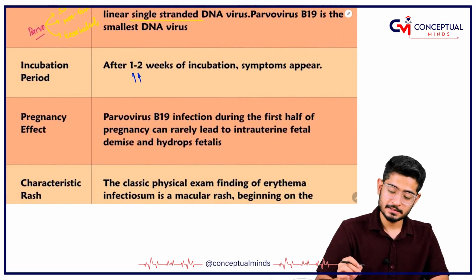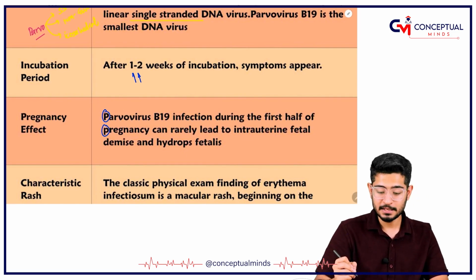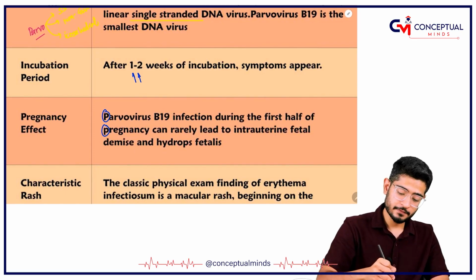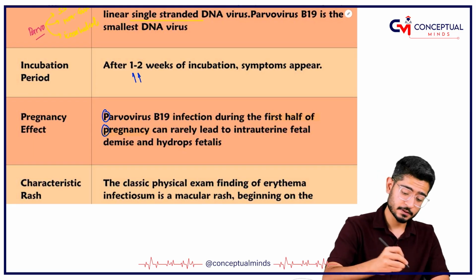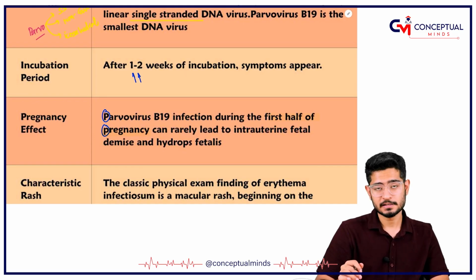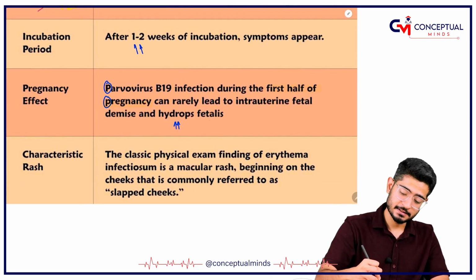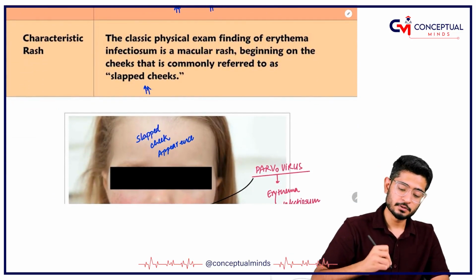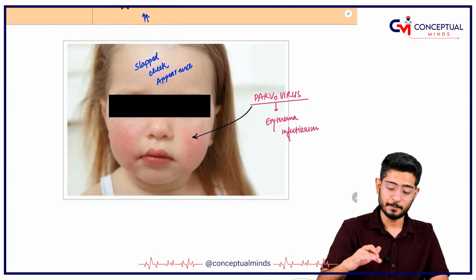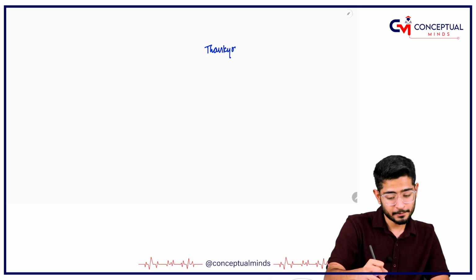Coming on to pregnancy. Please remember that P for pregnancy, P for parvovirus, Parvovirus B19. During the first half of the pregnancy, please understand, it can cause fetal demise and even hydrops fetalis. So please remember, parvovirus, if it is coming in the first half of the pregnancy, it can cause hydrops fetalis. And the classical rash, I have told you, is going to give you the slapped cheek appearance. So this was all about the parvovirus B19.